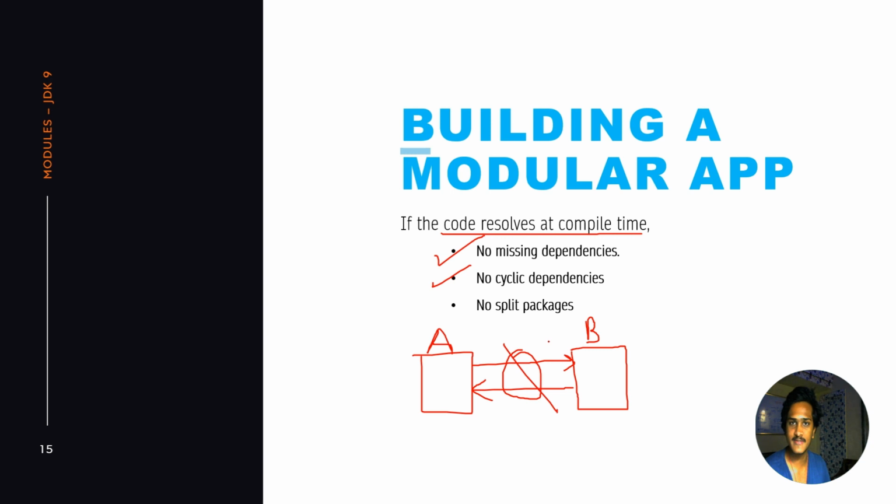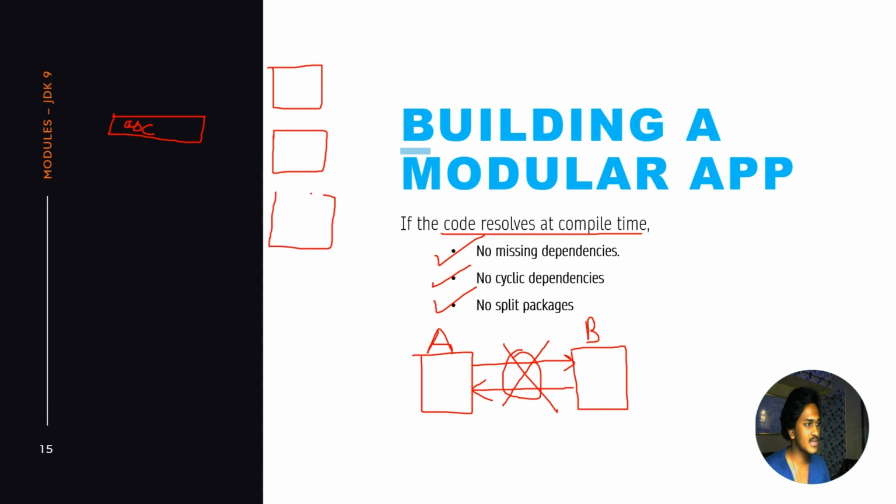Then there are no split packages. This is another issue that you would find. How exactly do split packages affect your class path? Let's see. For example, let's say that I have a common package ABC in three jar files, jar 1, jar 2, and jar 3. So this package ABC is common in all of these jar files.